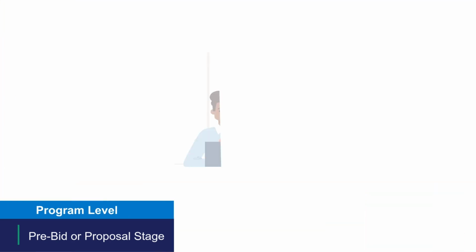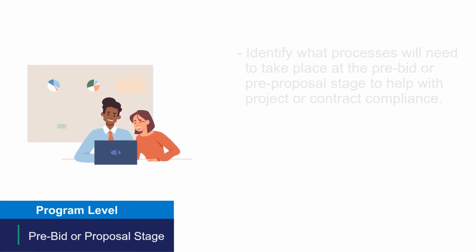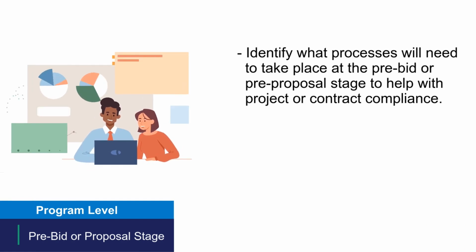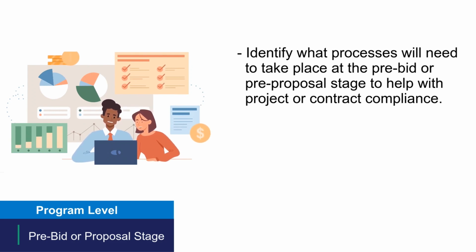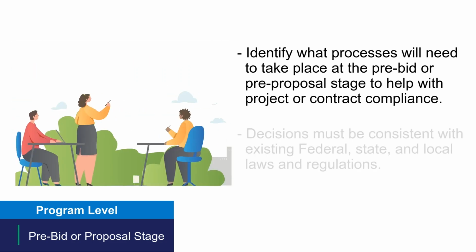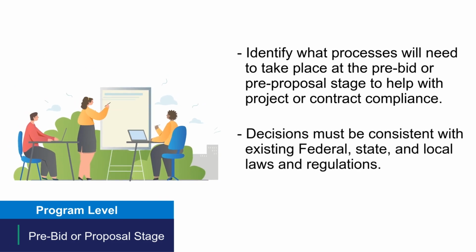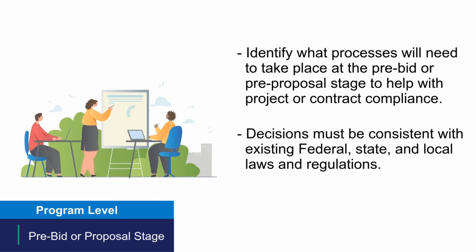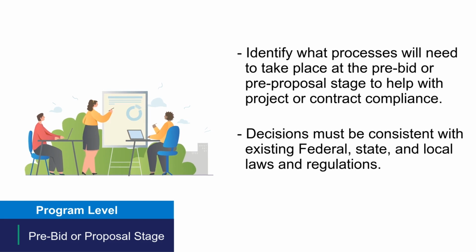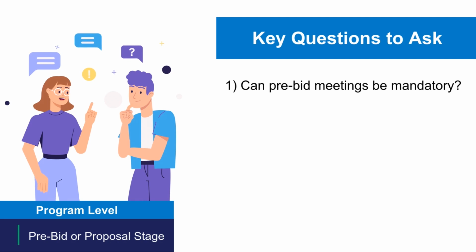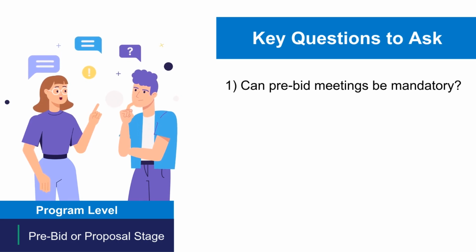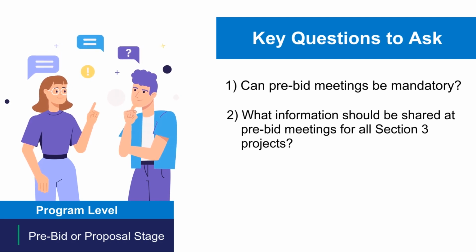At the program level, grantees can identify what processes will need to take place at the pre-bid or pre-proposal stage to help with project or contract compliance. These decisions must be consistent with existing federal, state, and local laws and regulations. Key questions to ask during this stage include: can pre-bid meetings be mandatory? And what information should be shared at pre-bid meetings for all Section 3 projects?